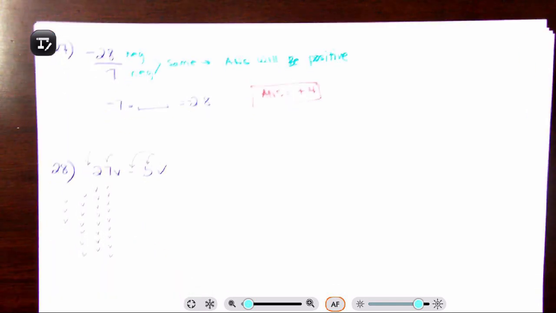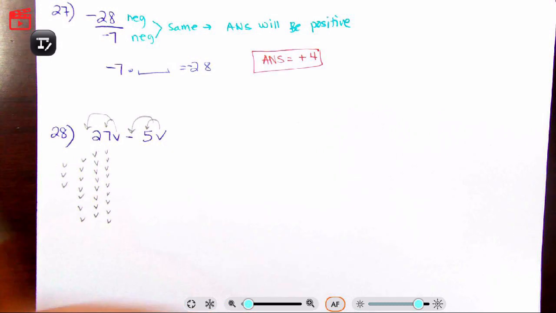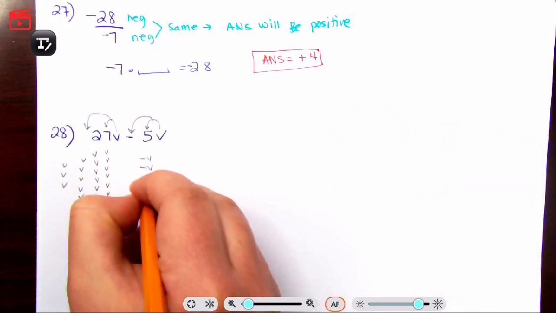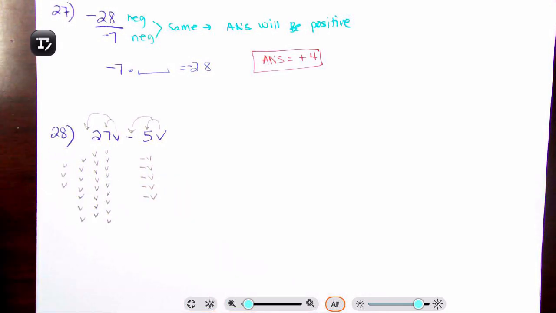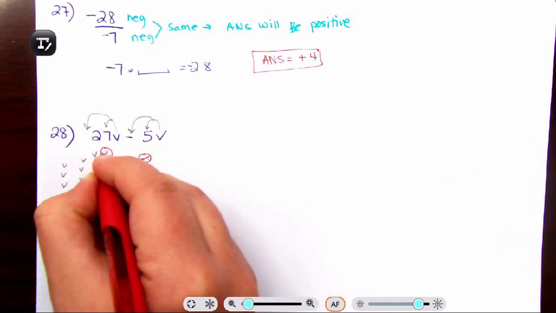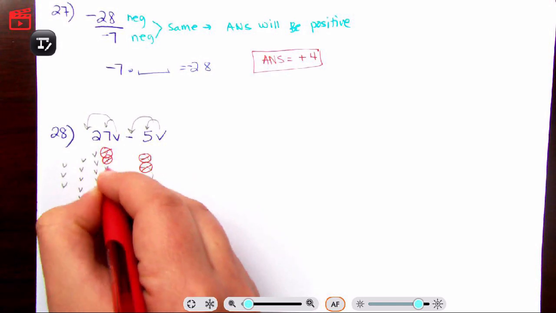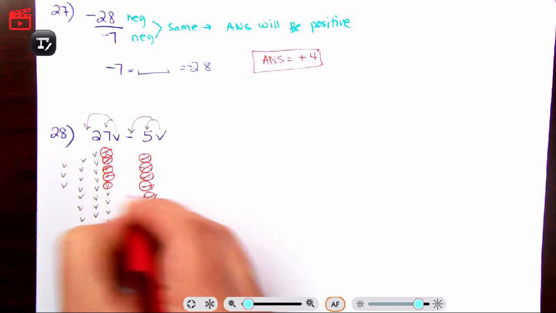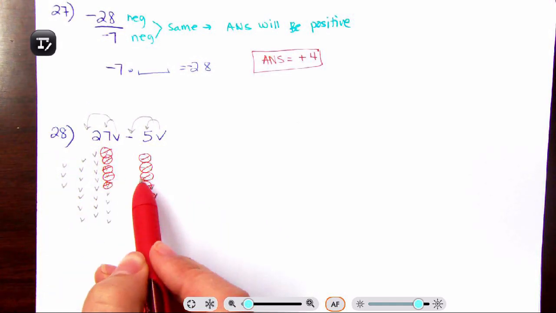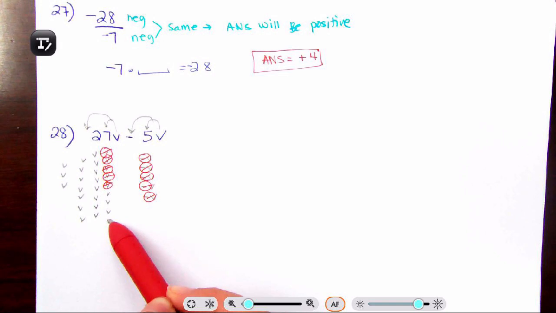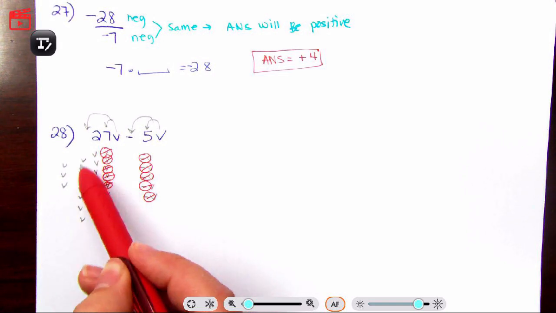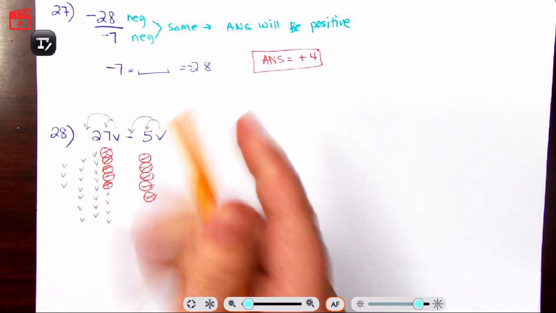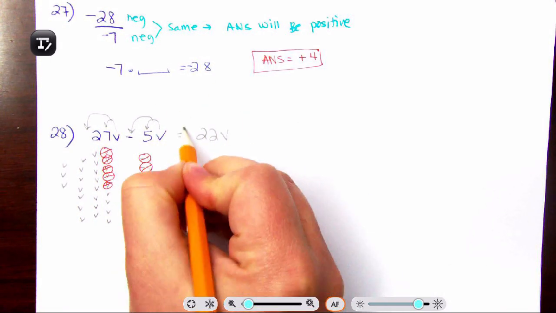Now, you don't have to do that. You can just simply do this in your head. You can pretend you have 27 V's. And now I have 5 V's that are minus. So if I have 27, and then I have to do zero pairs, so that means I'm going to take away 5 positive V's from here in order to create a zero pair. So what am I left over with? 1, 2, 3, up to 22. 22 what? 22 V's that are positive.